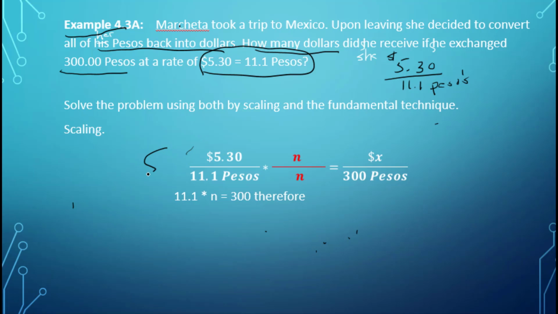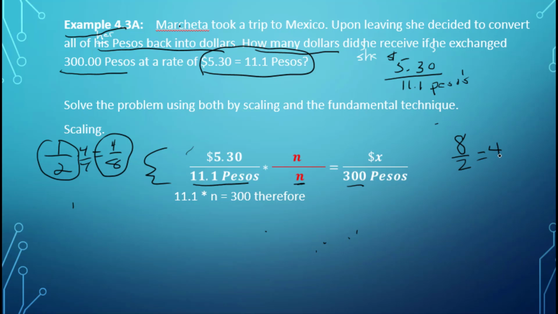The first way is the way we do equivalent fractions. Like 1/2 is how many eighths, multiplied by 4 over 4. And 1/2 is equal to 4 eighths. This is a little trickier because I got to find out what do I multiply 11.1 by to get 300. Now recall from 5th grade, fact family. For example, 8 divided by 2 equals 4. Therefore, 4 times 2 equals 8. I'm going to use the same idea here. So 11.1 times what number equals 300?